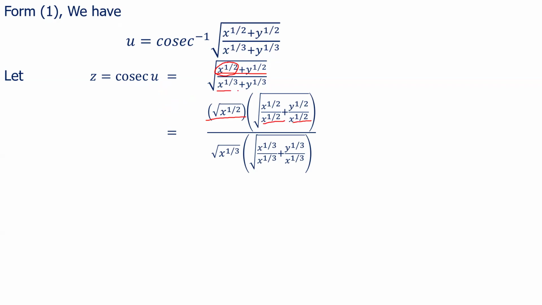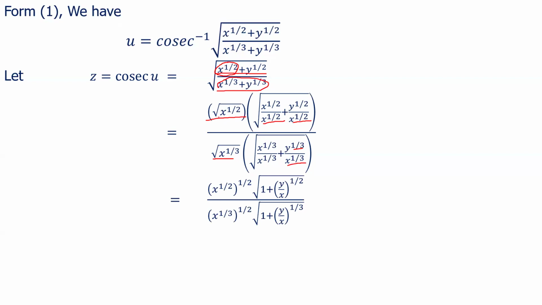Similarly, in the denominator also, x to the power 1 by 3 into x to the power 1 by 3 upon x to the power 1 by 3 plus y to the power 1 by 3 upon x to the power 1 by 3. Now, if we remove the root sign, then its power will be 1 by 2. So x to the power 1 by 2 whole to the power 1 by 2, x to the power 1 by 3 whole to the power 1 by 2, and this x to the power 1 by 2 will cancel, it is 1. Similarly, y by x will be the root of y by x whole to the power 1 by 2. We can also write like this. And this will also cancel, it is 1. And y by x to the power 1 by 3.